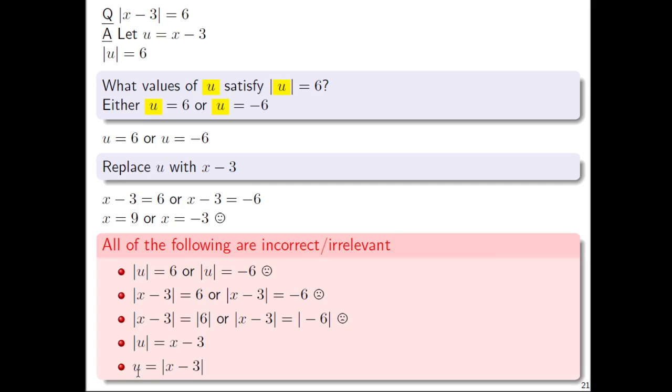I've also seen u equals absolute value of x minus 3. So look, really be very literal about this. If you take this line here, absolute value of x minus 3 equals 6, and you erase this x minus 3 on the inside, and you scratch that out and put a u in instead, you'd have absolute value of u equals 6. And this is why earlier we looked at solving absolute value of just a variable equal to a number.